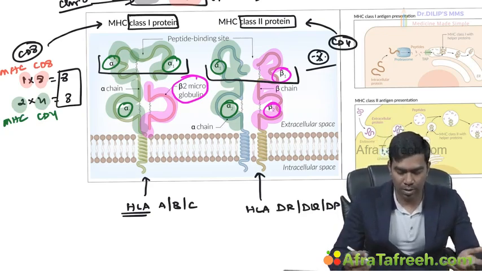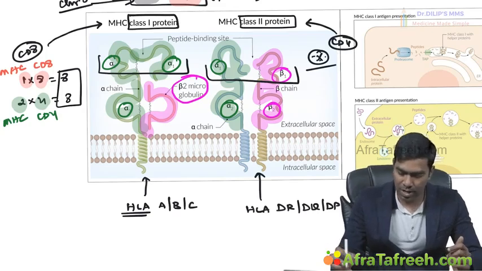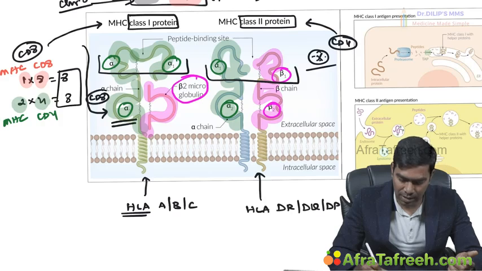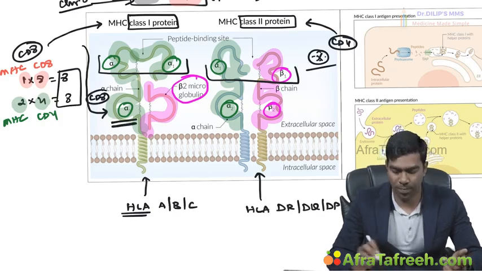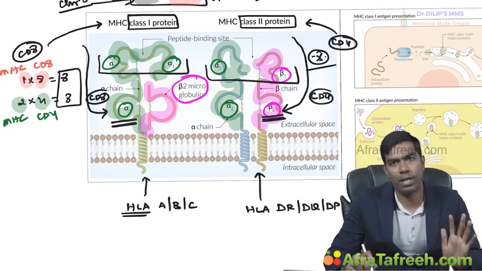So this is how it interacts, where the CD4 and CD8 interact. For example, if you ask me, the CD8 of the CD8 T cell is going to interact with the alpha 3 domain of the MHC class 1. Similarly, the CD4 is going to interact with beta 2 of the MHC class 2. Very important: CD8 interacts with alpha 3 of MHC class 1, and CD4 interacts with beta 2 of MHC class 2.